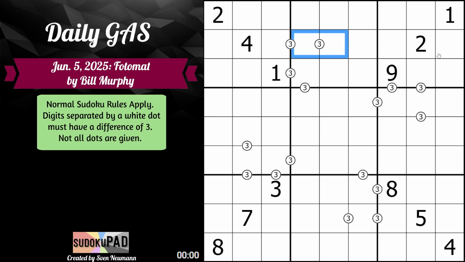And the fact that not all dots are given just means that even though we don't see a dot separating these two cells, it doesn't mean this couldn't contain a 7. Obviously in this case it can't contain a 7 because of the 7 there, but yeah, that's it. Those are the rules. Let's just jump right into it.